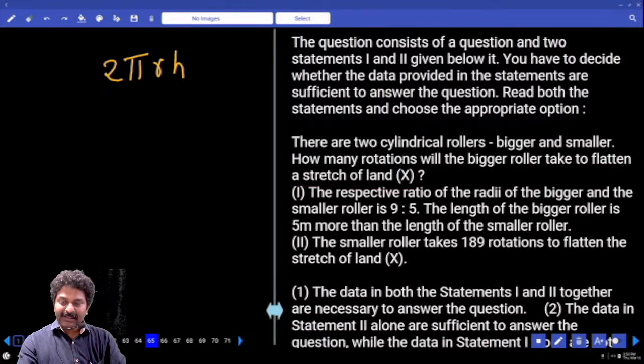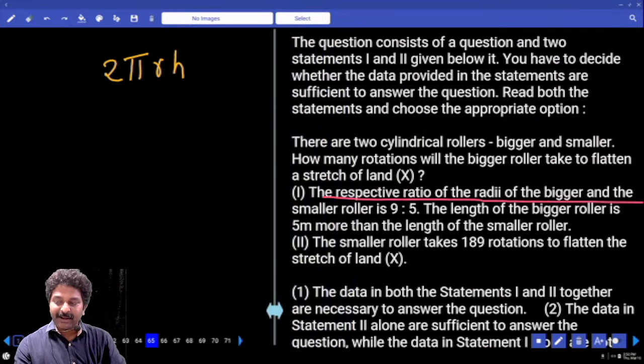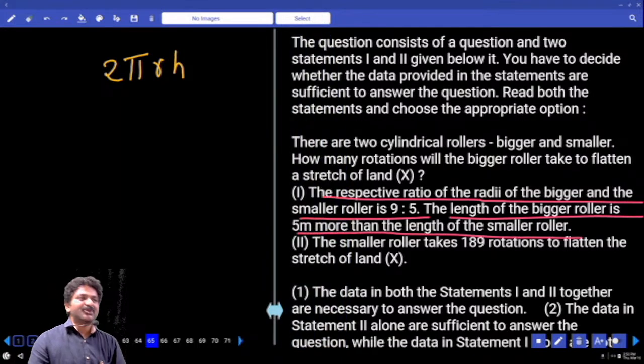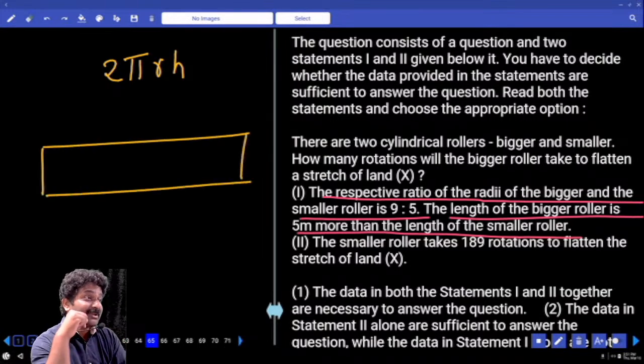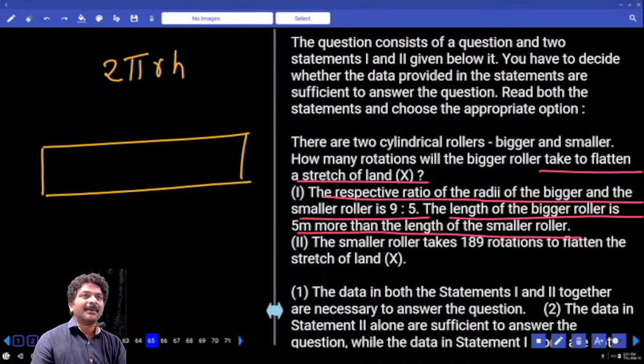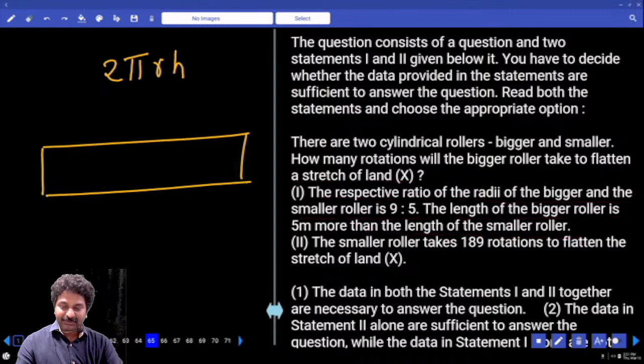Now read the statement. First one, the respective ratio of radii of bigger and smaller is 9:5. Length of the bigger roll is 5 meters more than the length of the smaller roll. Here the comparison is between bigger roller and smaller roller only. Agreed? But what is the stretch that we need to cover? Do you have any information? ఇక్కడ క్వశ్చన్ ఏంటి మనకి? ఫ్లాట్ అనే స్ట్రెచ్ ఆఫ్ ఎ ల్యాండ్ అని అన్నాం. అసలు ల్యాండ్ ఎంతో తెలుసా మనకి? సో ఈజ్ 1 alone sufficient to answer the question? Definitely no.